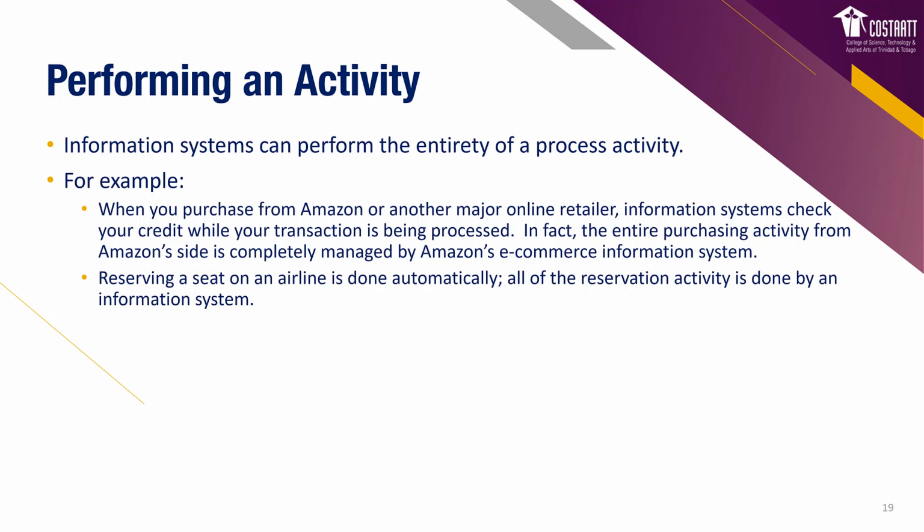The first human that's going to be involved with your order is when somebody has to go and find your item on a shelf, pick it out of the shelf, and put it in a box, close that box, and whatnot. And in some cases, even that is automated. So again, for example, when you purchase from Amazon or any other online retailer, information systems check your credit while your transactions are being processed and so on and so forth. In fact, the entire purchasing activity from Amazon's side is completely managed by Amazon's e-commerce information system.